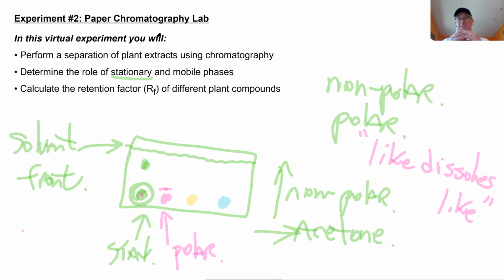Whatever molecule has more interactions with, that's where it's going to be. If it has more interactions with the nonpolar solvent, because it is nonpolar, it'll move with the solvent. If it's more polar and has more interactions with the solid support or the paper, it's going to stay stuck to the paper. Okay, so that's important to remember because that's one of the main things about chromatography that we needed to learn. Of course, we didn't really understand the difference between polar and nonpolar at the time. We're getting more of an understanding of that now. But this is really important to remember, like dissolves like.